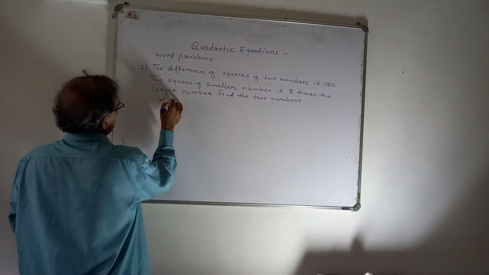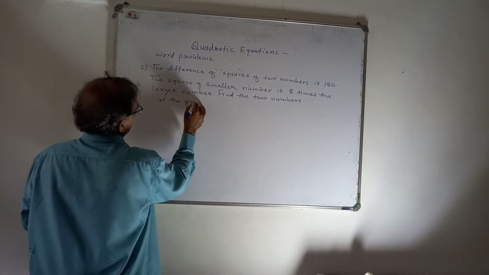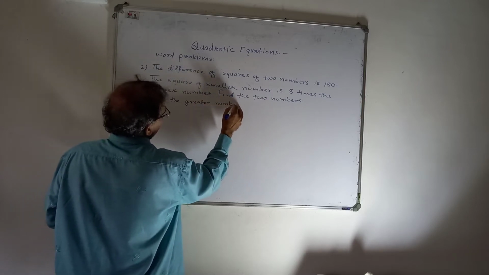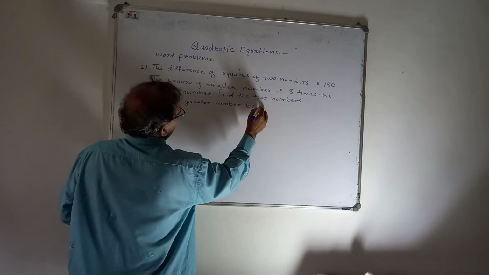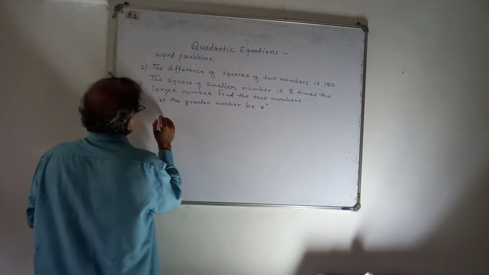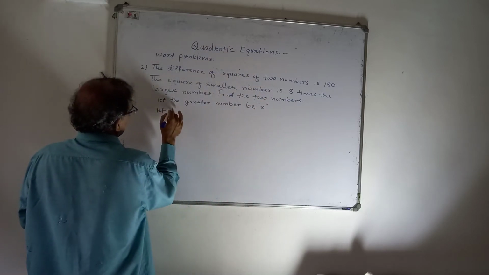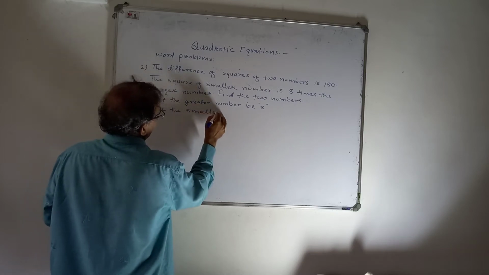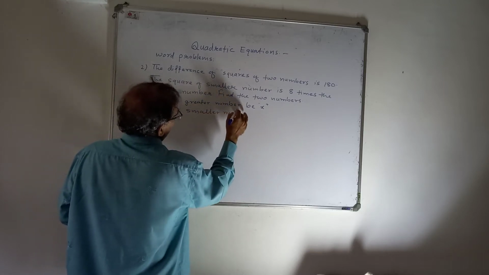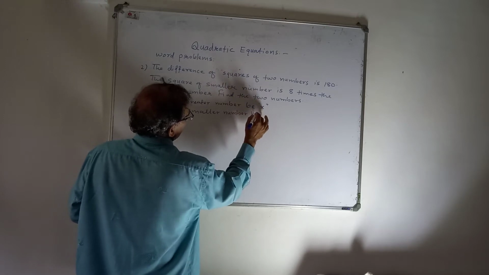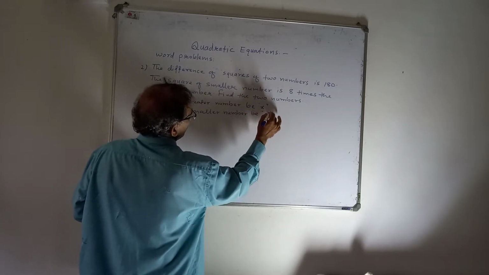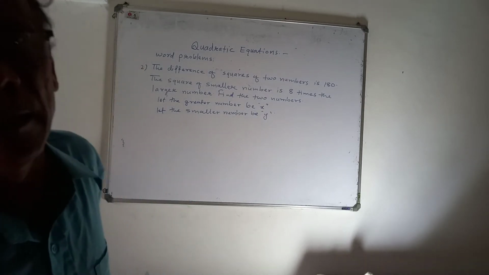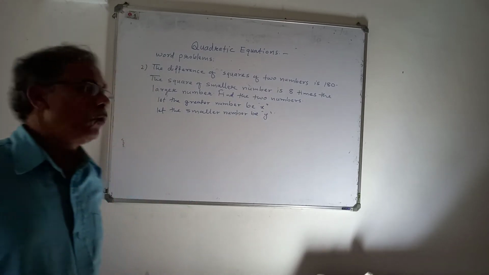Let the greater number be x and let the smaller number be y. You can write it in only one statement also. Let the greater number be x and smaller number be y.